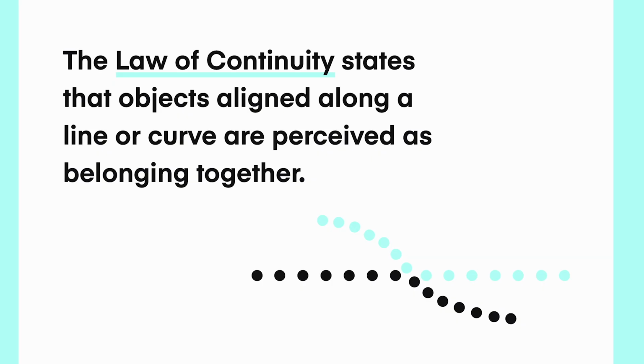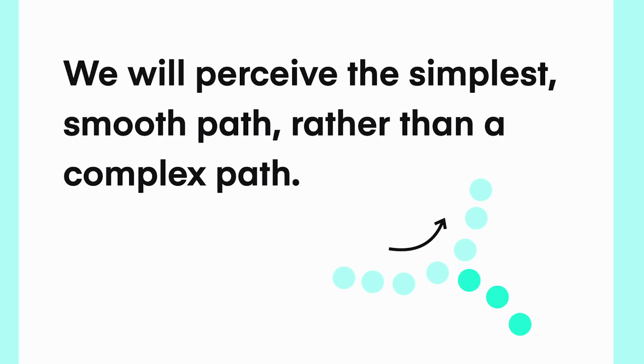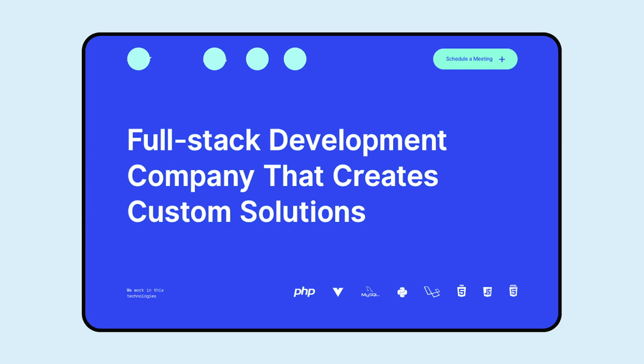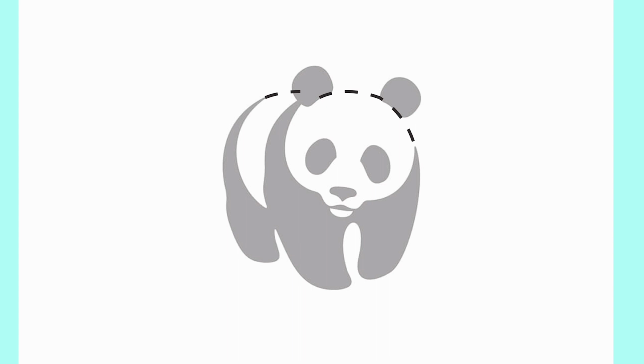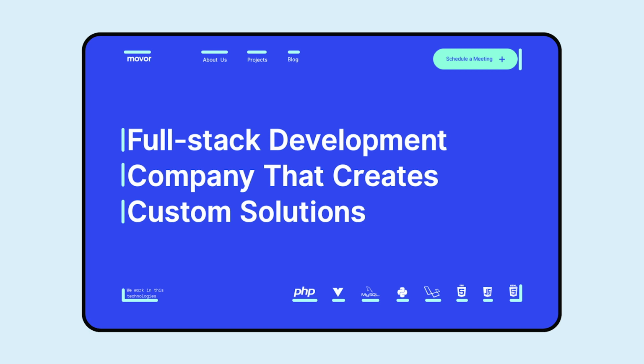The reason number one is the law of continuity, which states that objects aligned along a line or curve are perceived as belonging together, and we will perceive the simplest smooth path rather than a complex path. This is why we perceive this navbar as one line. The second reason is the law of closure, which explains why incomplete figures are perceived as complete or whole. And that's why we perceive a couple of elements as a frame. So next time you want to create a dope looking website or app, create an invisible frame.